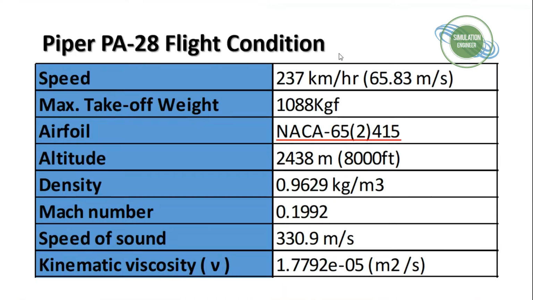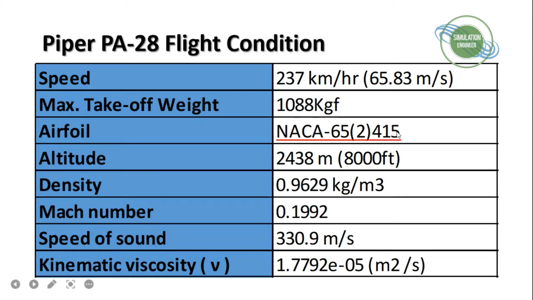So the flight condition which we will be using to simulate this is mentioned, as you can see here in the table. We'll be using a speed of about 65.83 meters per second, which is a Mach number of about 0.2. And the airfoil used here is NACA 652415.